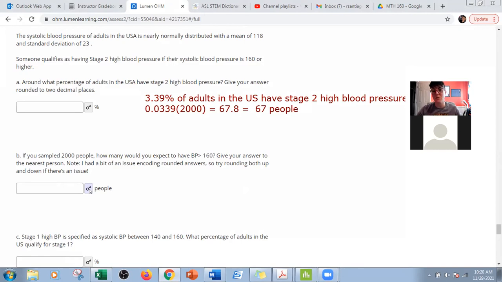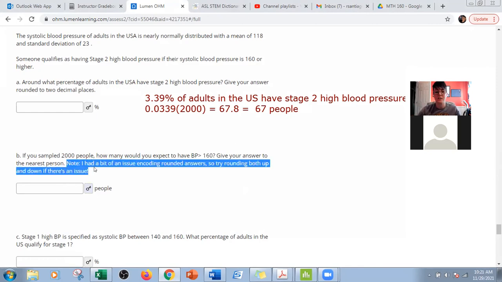For me personally, when I look at a problem like this, I'm seeing that I don't have 68 people, but I do have 67, right? With this one, notice that the author said they had a bit of an issue rounding. So they were just saying try both, right? I would put 67, you might have put 68, we'd both be right.